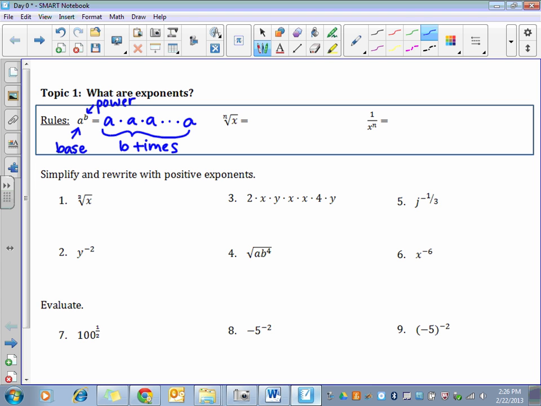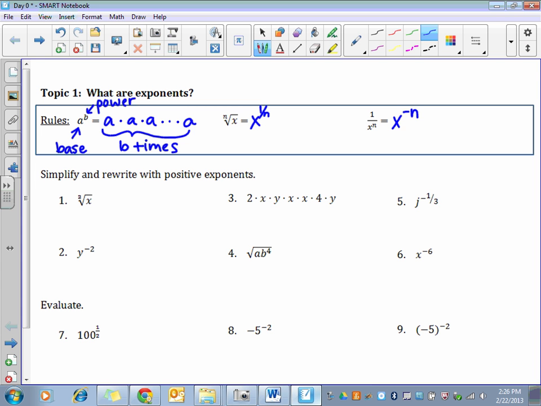Another handy tool is learning how to write roots as a fractional exponent. So the nth root of x could really be written as x raised to the 1 over n power. Finally, you're also familiar with the reciprocals. So 1 over x to the n really means x raised to the negative n power. That negative exponent just tells me that I'm looking at the reciprocal.